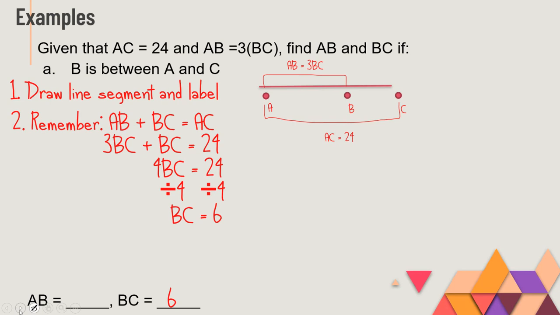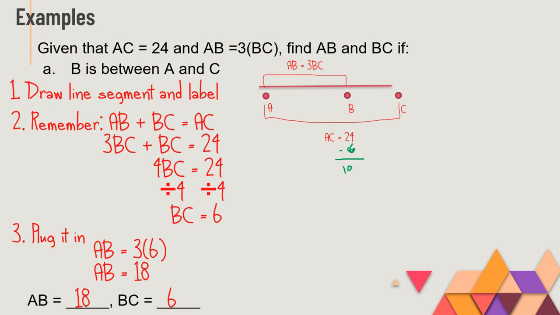Or we got 1. Now, because I know the total length and I know AB, we can plug in what we found anywhere. So AB equals 3 BC, so 3 times 6 will give me AB of 18. I could have also taken the total 24 minus the 6, and that would have also given me the 18, since I know that these two numbers have to add up to my 24.